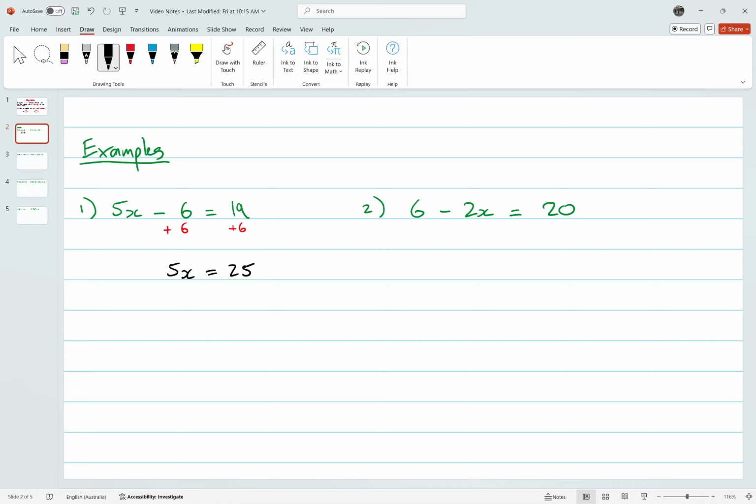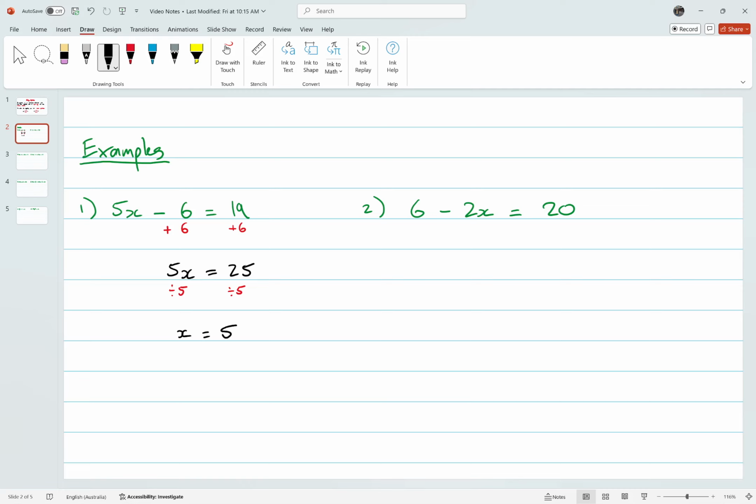Now we're just one step away from solving this equation. So here we have 5x. 5x means 5 times x. So the opposite of multiplication is division. So I'm going to divide by 5. Divide by 5, because whatever you do to one side, you must do to the other. So we're left with x equals 5.